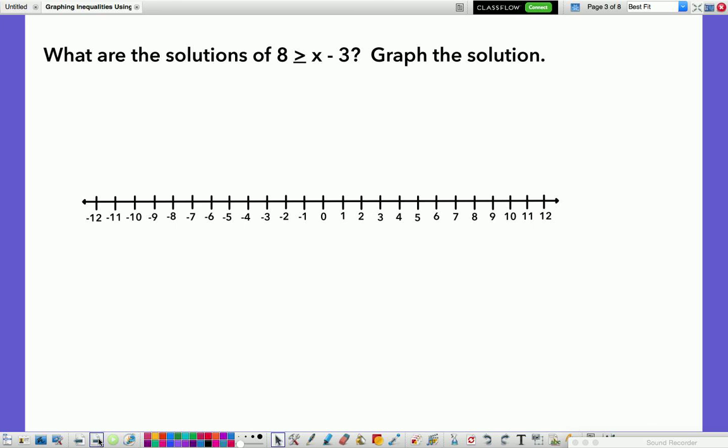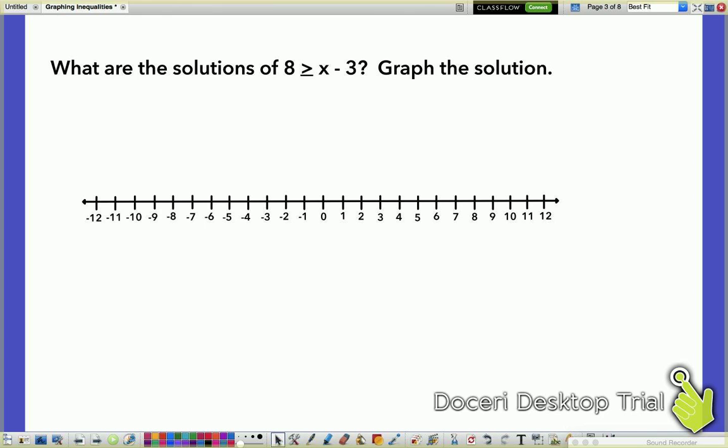Okay, 8 is greater than or equal to x minus 3. Okay, we're going to solve this, and then I'll show you how to make the x if you want to write it with x on the left side. Okay, but since we're subtracting 3, of course, we're going to add 3. So I have 11 is greater than or equal to x.